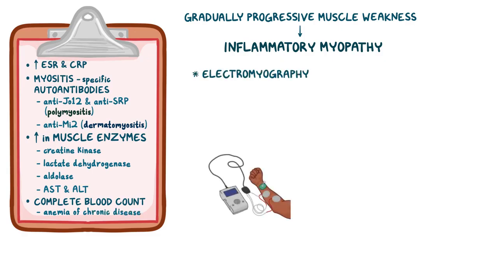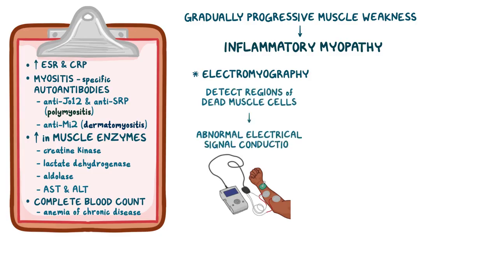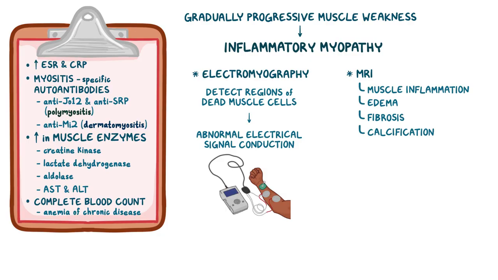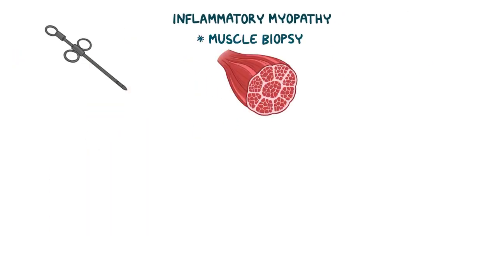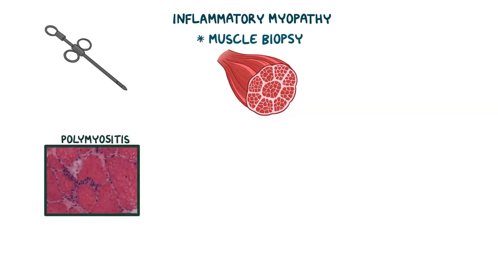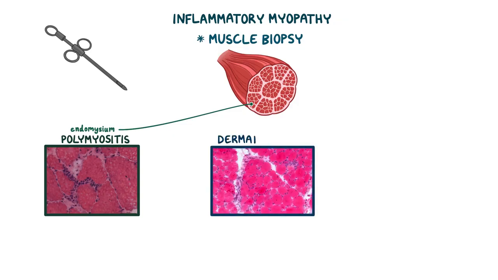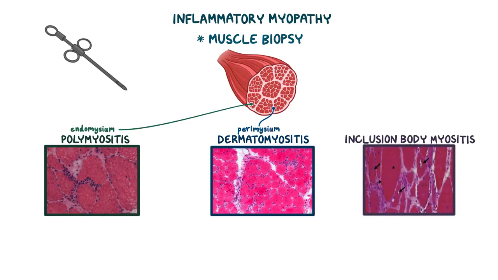Then electromyography can be done on affected muscles to detect regions of dead muscle cells that cause abnormal electrical signal conduction, and evidence of muscle membrane irritability. An MRI can show large areas of muscle inflammation, edema, fibrosis, and calcification. Ultimately, a muscle biopsy is usually done to help with the diagnosis. In polymyositis, CD8 positive T lymphocytes infiltrate the endomysium, while in dermatomyositis, CD4 positive T lymphocytes infiltrate the perimysium. Inclusion body myositis is called that because there are inclusion bodies made of amyloid plaques that collect within the muscle fibers.